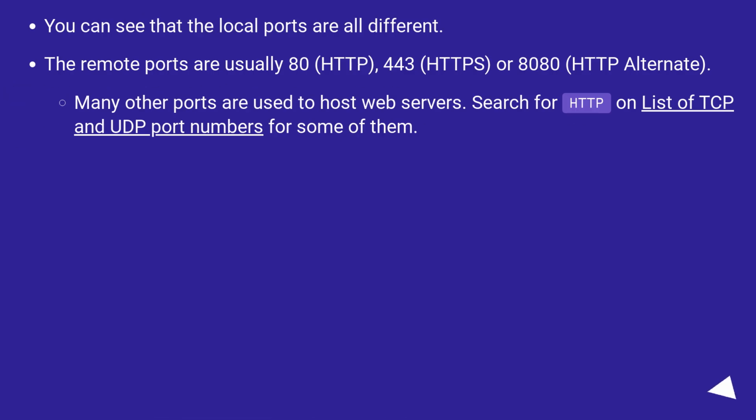You can see that the local ports are all different. The remote ports are usually 80, HTTP, 443, HTTPS, or 8080, HTTP alternate. Many other ports are used to host web servers. Search for HTTP on the list of TCP and UDP port numbers for some of them.